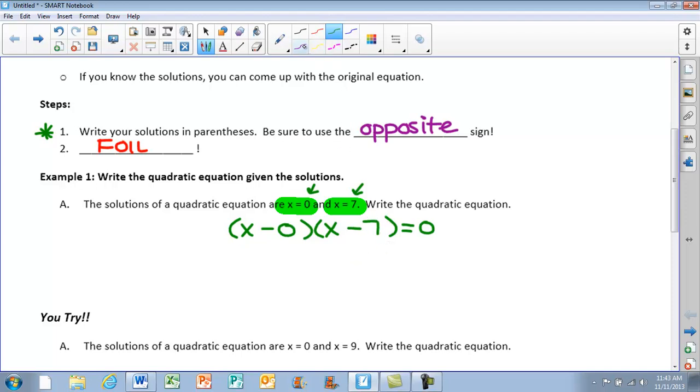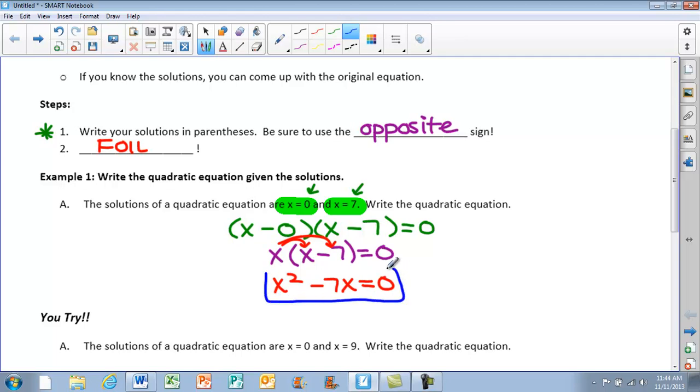My next step is to go through and to FOIL this out. Well, x minus 0, we know that's just like saying x times x minus 7 equals 0. Now we go ahead and we distribute. So x times x, remember that gives me an x squared. X times negative 7 gives me a negative 7x equals 0. So we've FOILed it out, so when it asks us what is the quadratic equation, here we go. This is it. X squared minus 7x equals 0.